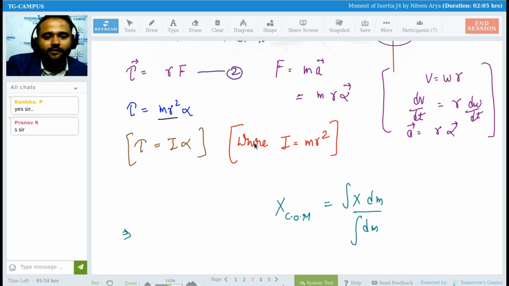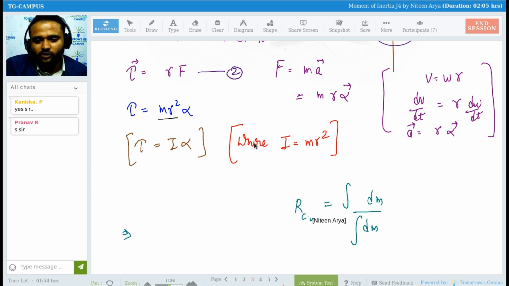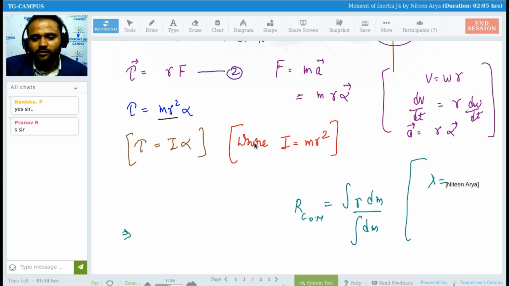And if I want to find the position of the center of mass as a whole, then r center of mass is the integral of r dm over the integral of dm. If we have a linear mass distribution, the linear mass density is total mass upon length, and dm is going to be rho dl.